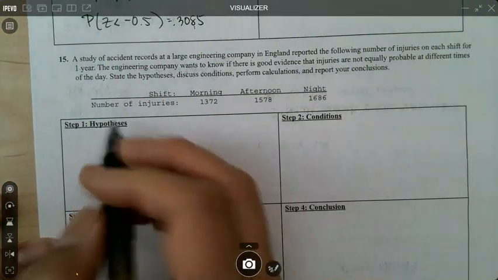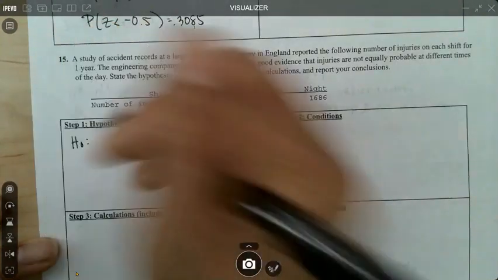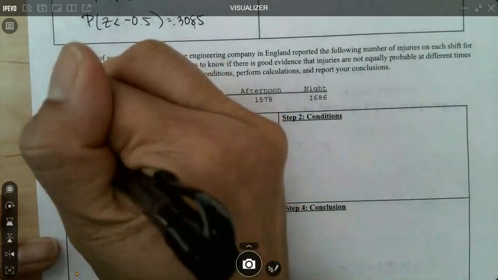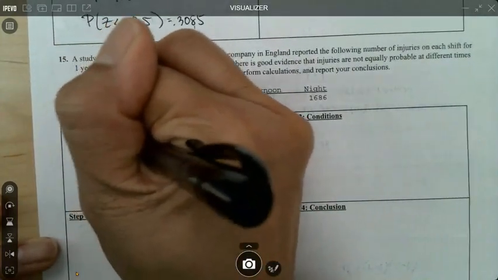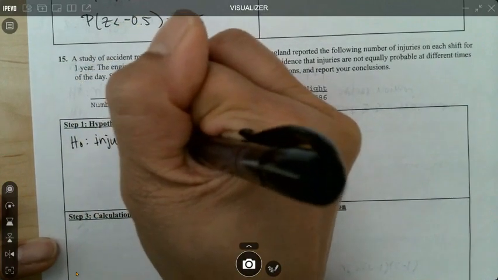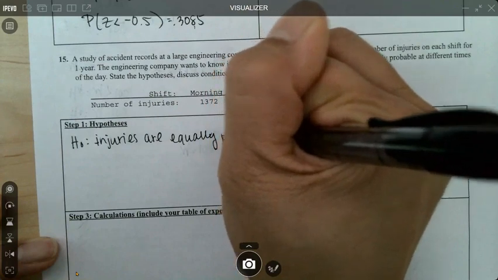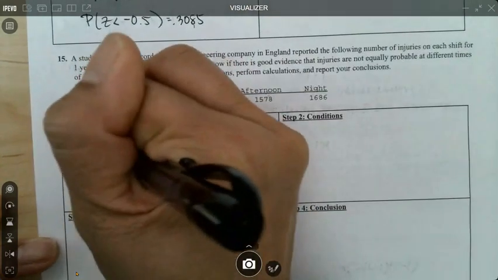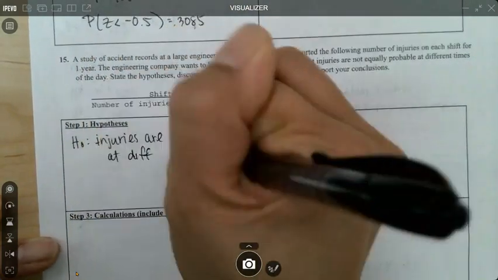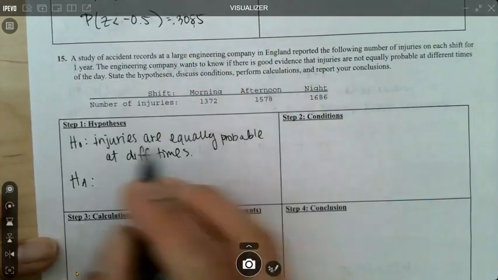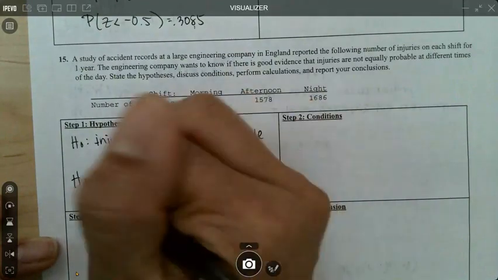Okay, so starting with our null hypothesis. Our null hypothesis is that injuries are equally probable at different times, which means that HA is just going to be the opposite, that injuries are not equally probable.